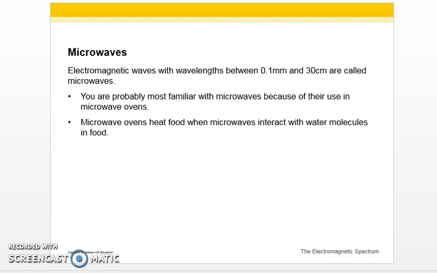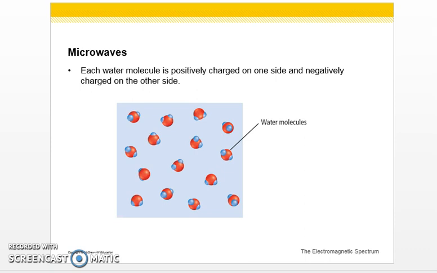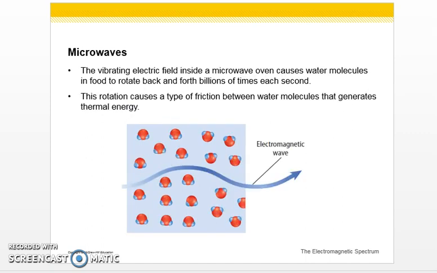Microwaves. Electromagnetic waves with wavelengths between 0.1 millimeters and 30 centimeters are called microwaves. You're probably most familiar with microwaves because of their use in microwave ovens. Microwave ovens heat food when microwaves interact with water molecules in food. Each water molecule is positively charged on one side and negatively charged on the other. The vibrating electric field inside of a microwave oven causes water molecules in food to rotate back and forth billions of times each second. This rotation causes a type of friction between water molecules that generates thermal energy.